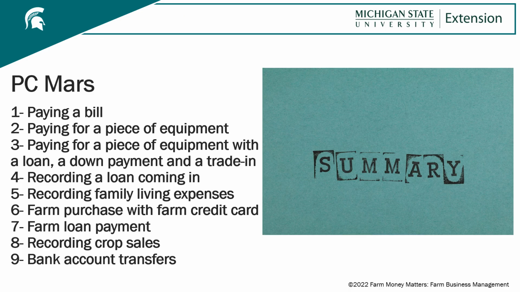Okay, so that brings us to the end of this video, in which we learned how to enter a bill payment, an equipment purchase with cash, an equipment purchase with a loan, a down payment, and a trade-in, a loan deposit, family living expenses, a credit card farm purchase, a loan payment, crop sales, and transfers between bank accounts on PC Mars.